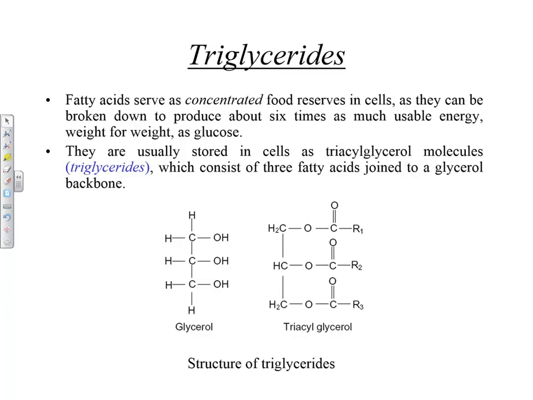Now, how are fatty acids stored in the body, okay? Because usually, as I said, if you have excess energy, that's going to get stored as fat in the body, right? Now, fatty acids serve as concentrated food reserves in cells, as they can be broken down to produce about 6 times as much usable energy weight for weight as glucose. Okay, so this is really compact storage, right?